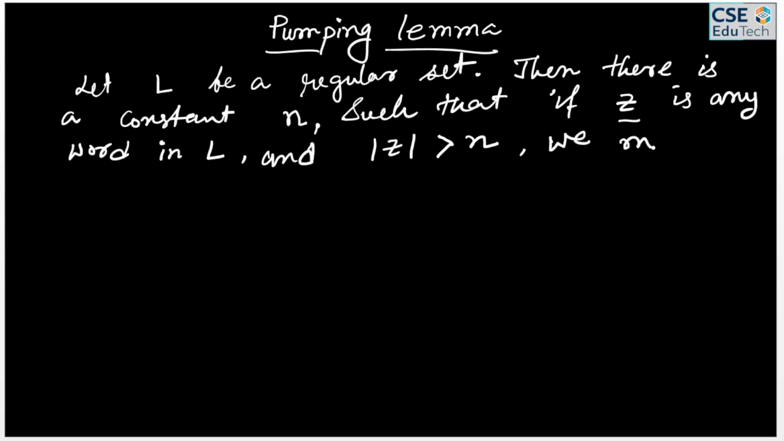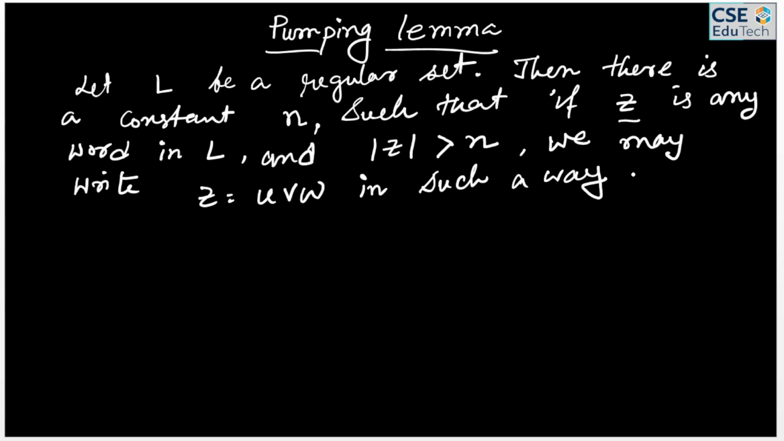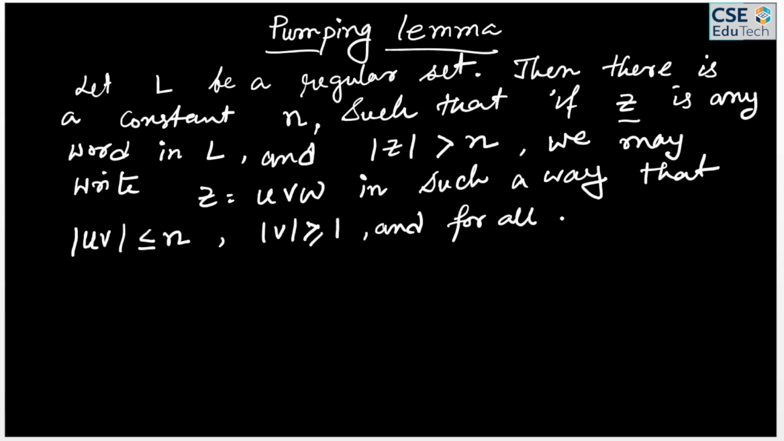So we may write z in this form, z is equal to uvw, in such a way that together the length of uv is less than or equal to n, and alone the length of v is greater than 0, or greater than or equal to 1, and for all i greater than or equal to 0, uv^i w is in the language L. So this is basically the pumping lemma.